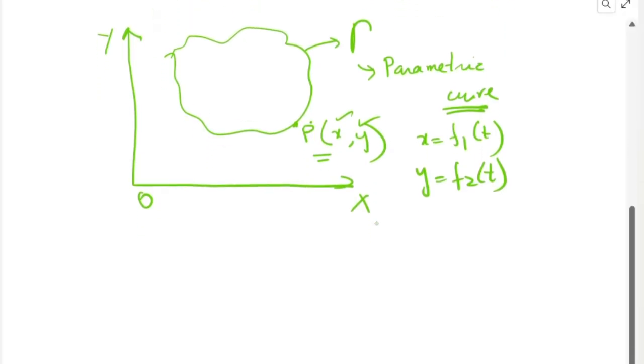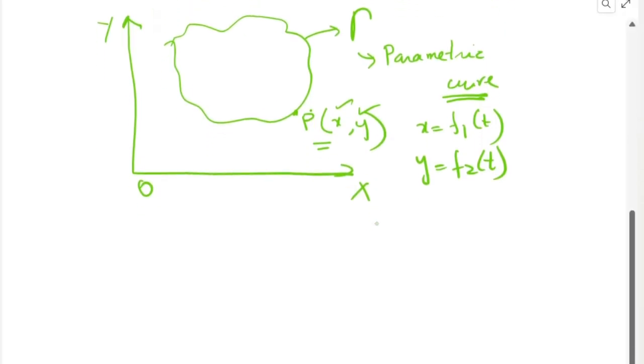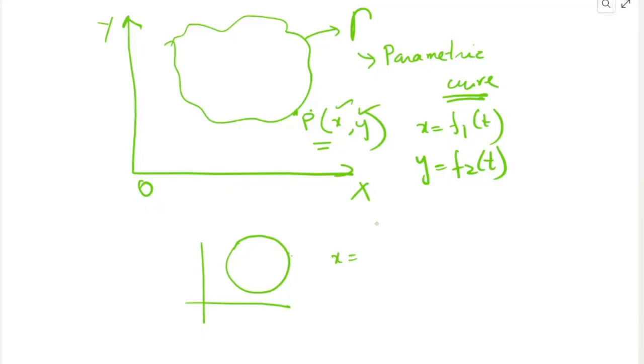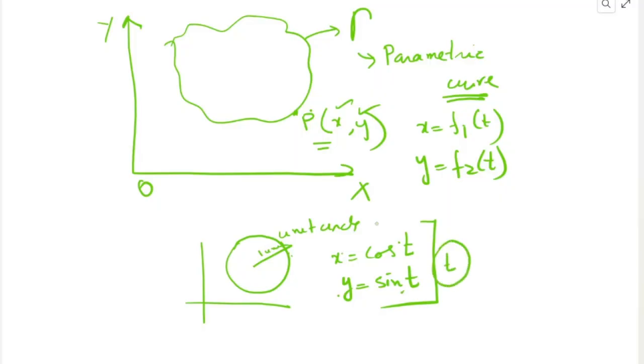Let's take an example for your understanding. Instead of this arbitrary curve, let us have a circle in our hand. Do you know the parametric form of a circle? I hope you know that. It will be x equals cos t, taking a unit circle, that means unit radius. It can be written in this parametric form. Here you see x is dependent on t, y is dependent on t, and t is your free variable or independent variable.